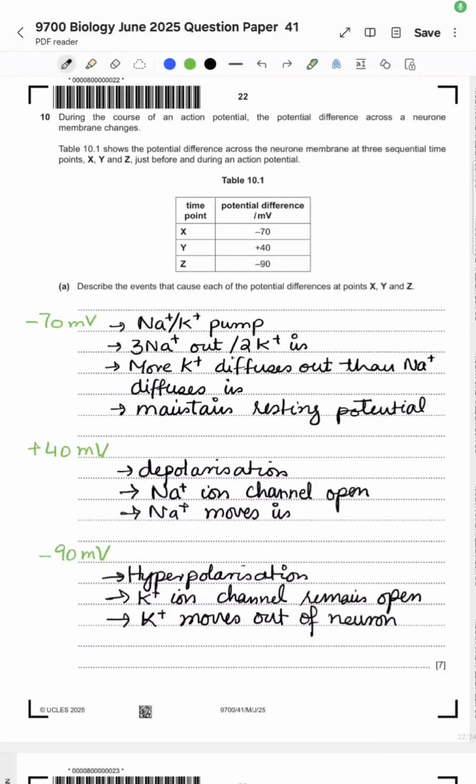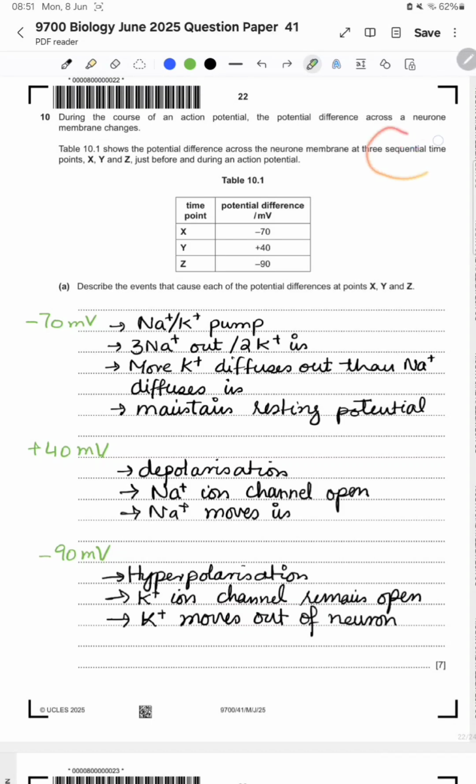Another question that we come across is where we have to identify different potential differences like those given over here. As you can see, this one, we have X which is representing a point of minus 70 millivolt potential difference, and then Y which is plus 40, and Z which is minus 90. And it is said up here that the table shows the potential difference across the neural membrane at 3 sequential time points X, Y, and Z.